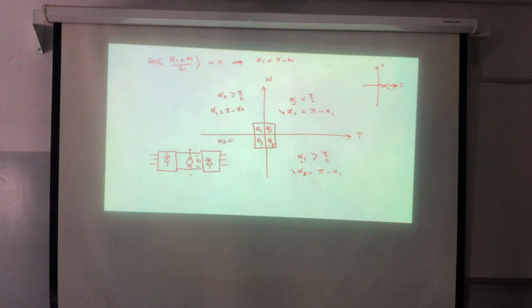Here, alpha 2 is less than pi over 2. Why? Because here I need the voltage to be negative, the negative voltage, negative current. And alpha 1 to be pi minus alpha 2. Yes? Good? Do you have any question?